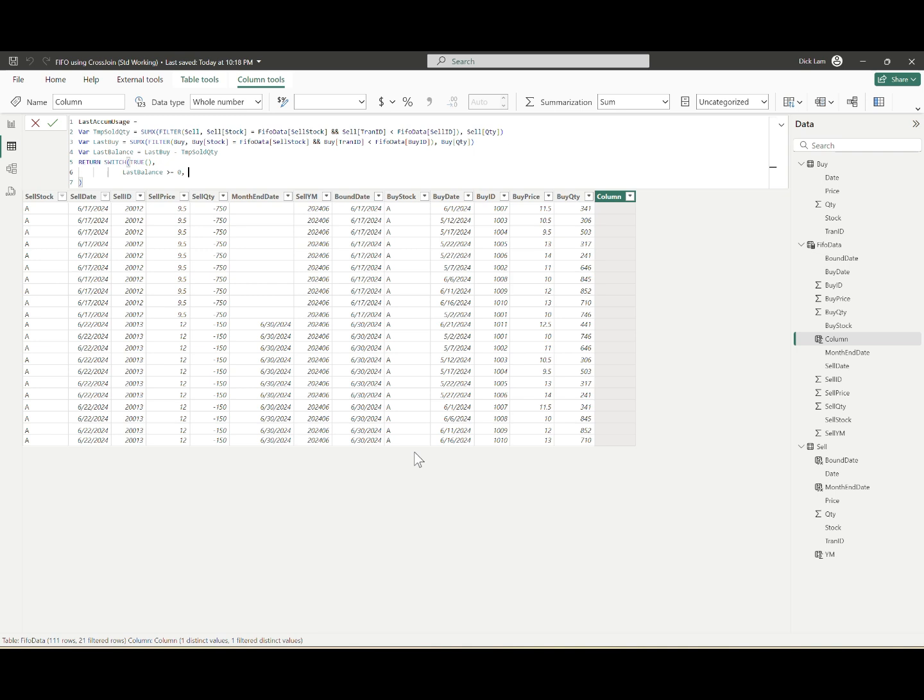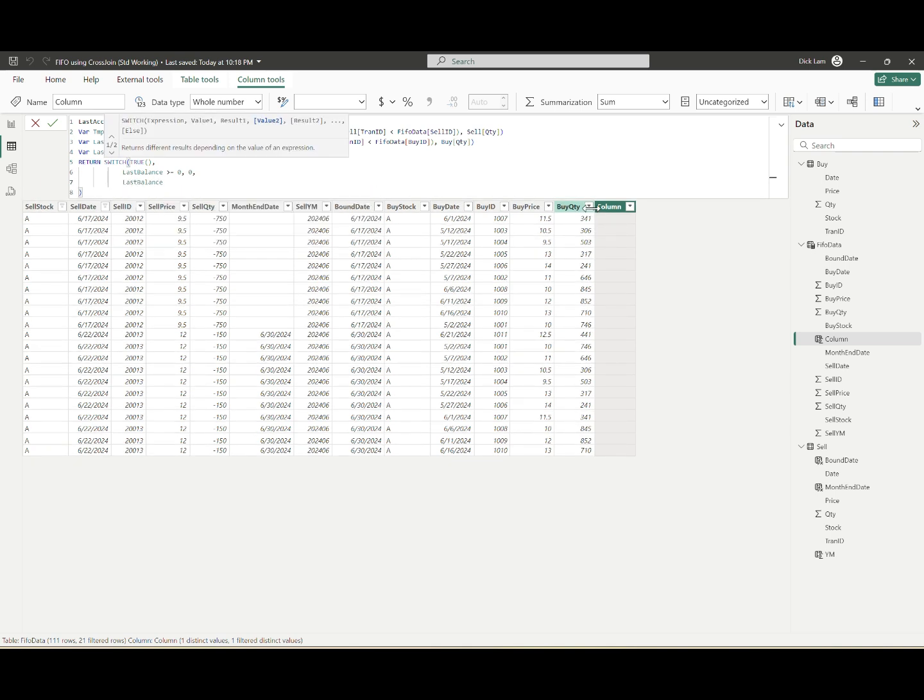That means the last buy more than covers the previous sold quantity. So the current row of buy quantity will not be used. No need to use. So it is 0. If last balance is less than 0, what does it mean? That means the accumulated buy-in quantity with tran ID less than the current buy ID is not sufficient to cover the temp sold quantity. So we need to use the buy quantity of the current buy-in ID to cover the temp sold quantity. However, it may or may not be enough.